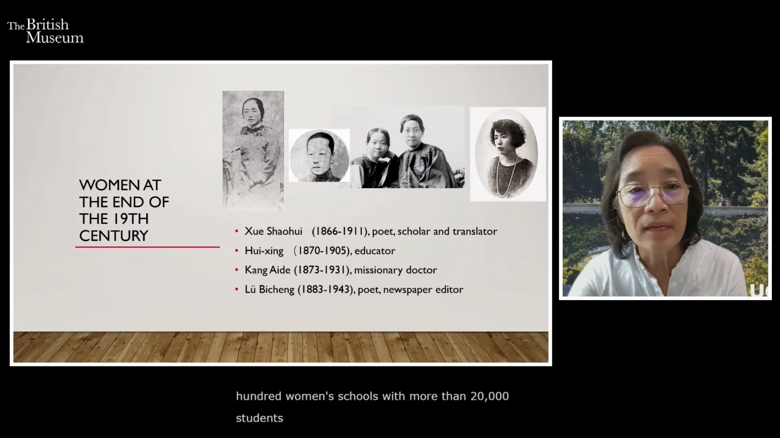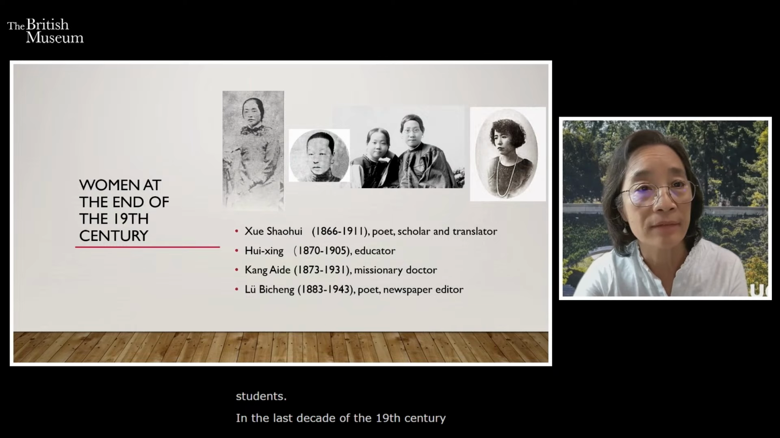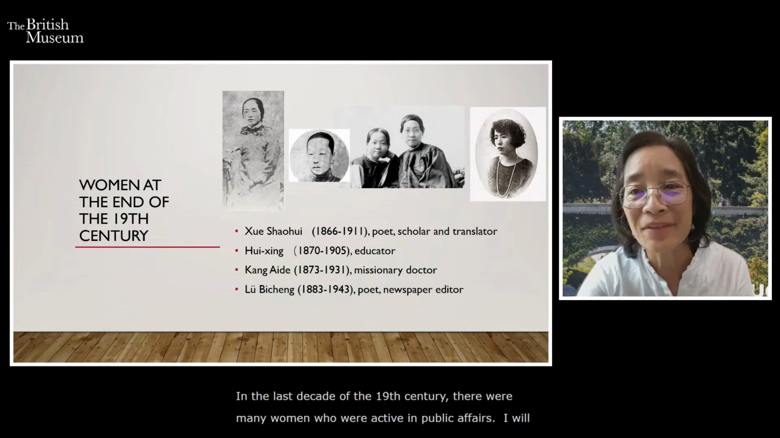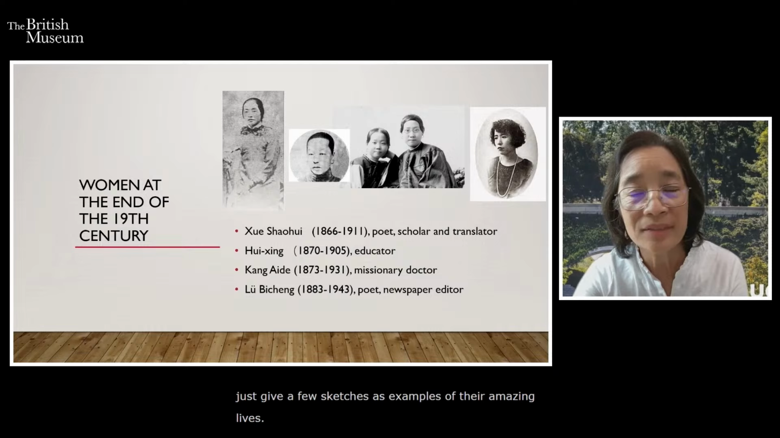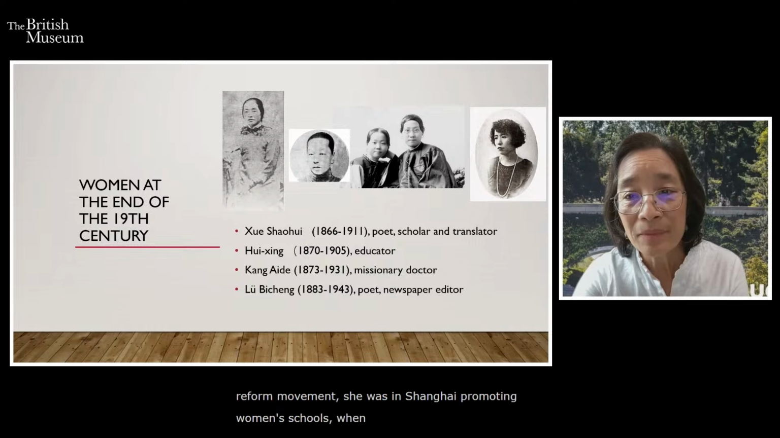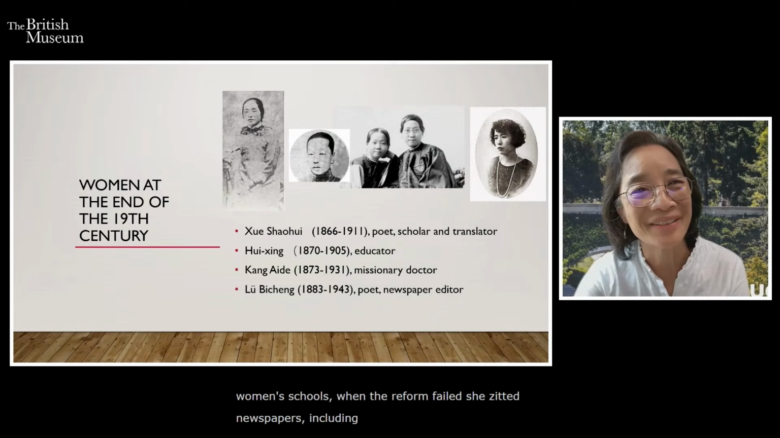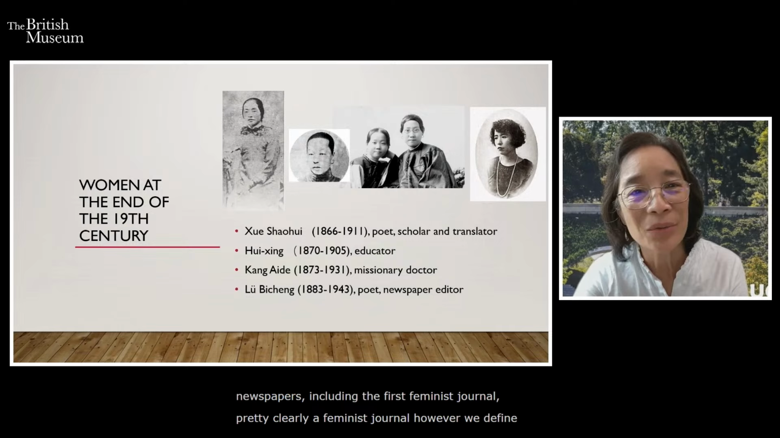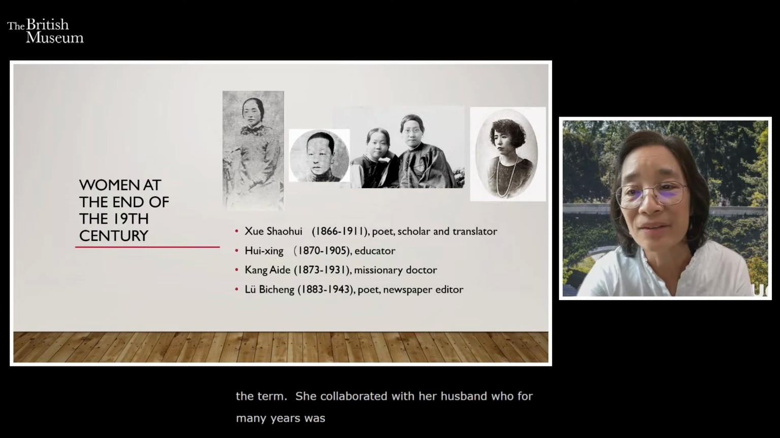In the last decade of the Qing, of the 19th century, there were many women who were active in public affairs. I'll just give a few sketches as examples of their amazing lives. One person, Xue Shaohui, participated in the 100-day reform movement. She was in Shanghai promoting women's schools. When the reform failed, she edited newspapers, including the first feminist journal, pretty clearly a feminist journal, however we define the term. She collaborated with her husband, who for many years was a diplomat, and they translated and compiled a number of Western literary, historical, and scientific books.